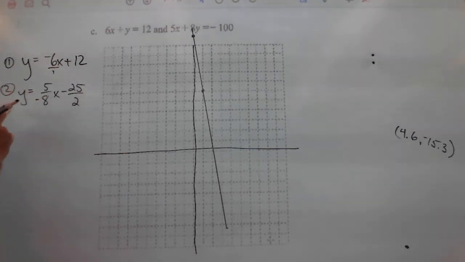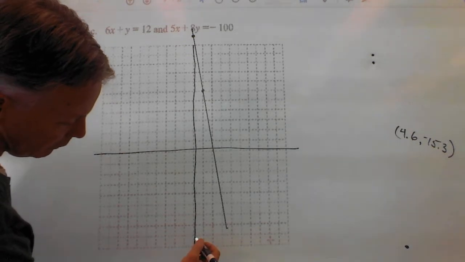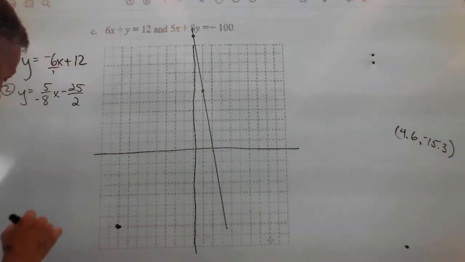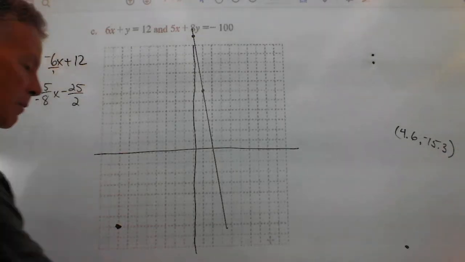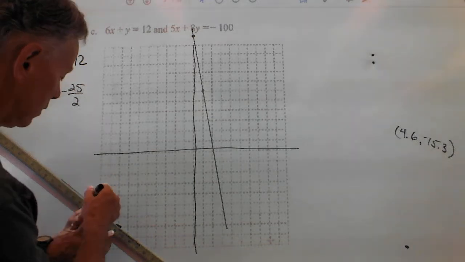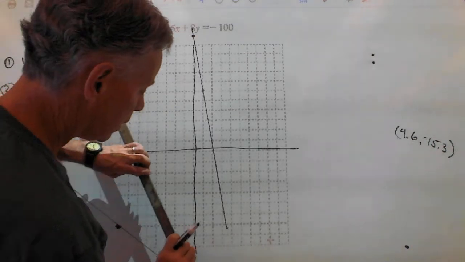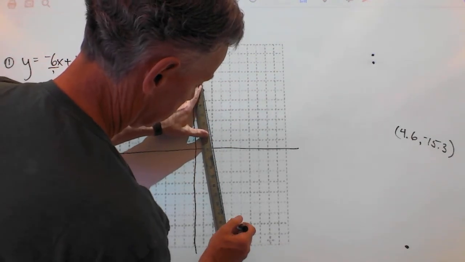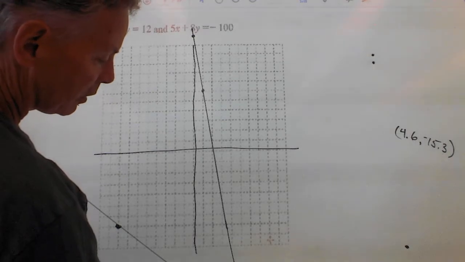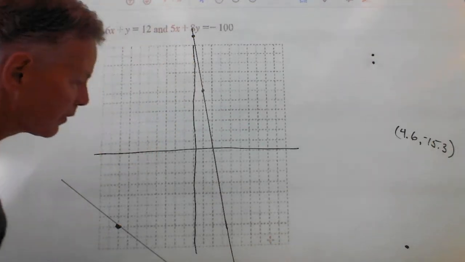Because to get to our second point, we have to go now up 5 and left 8. So that means we're going to go up 1, 2, 3, 4, 5, and across 8. 1, 2, 3, 4, 5, 6, 7, 8. There's our second point. And by joining the lines, oh, this is so ugly. Forgive me. And extending this line, we get way down here somewhere. But if you look, it's at about 4.6 across and negative 15 down. So there's our intersection point.